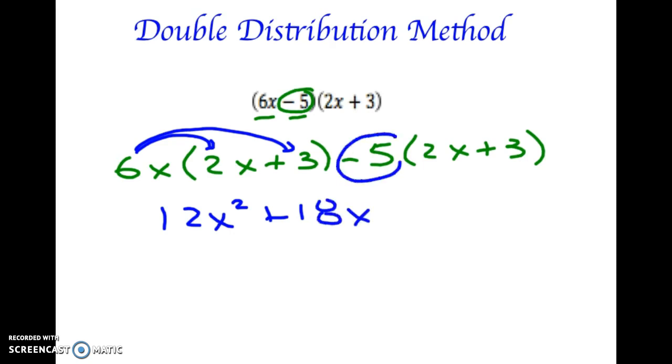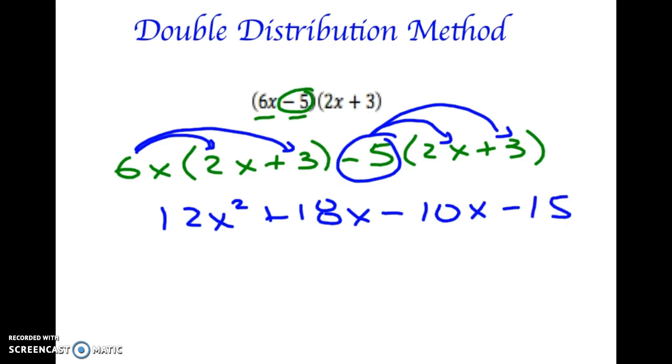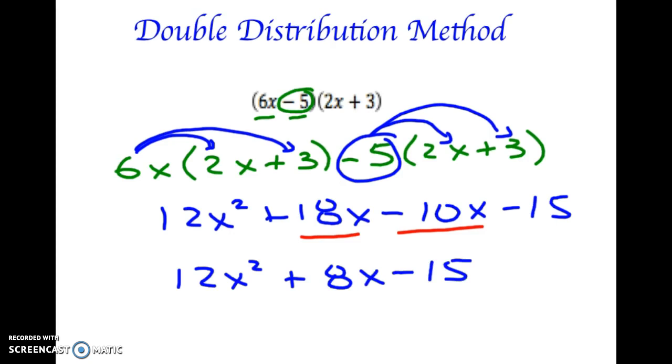And in the next set of parentheses, you've got to make sure it's a negative 5 that we're going to multiply in. So from there, we should get a negative 10x and a minus 15. At this point, you'll want to look for like terms, the 18x and the minus 10x. When we add those together, we should get 8x. So our final answer in this case should be the 12x squared plus 8x minus 15.